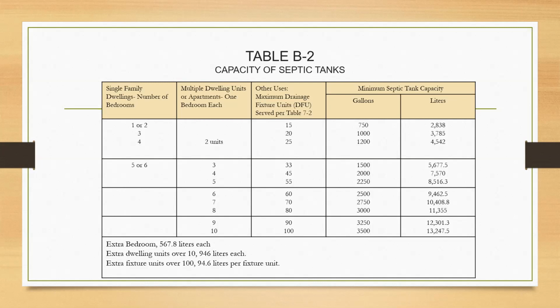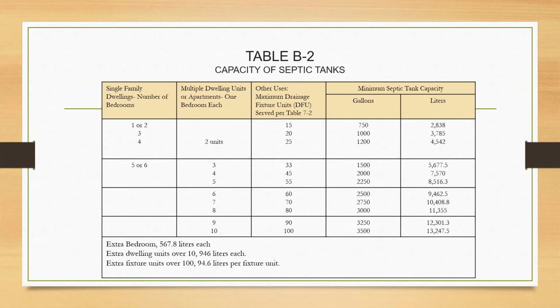By the way, the equivalent volume in liters of 1 gallon is equivalent to 3.78 liters. Okay? So for multiple dwelling units naman, 2 units, so project mo lang dito sa minimum septic tank capacity. So ito po yung sinasabi ko, yung third column, this is the maximum drainage fixture unit. So meron po tayong table sa 7-2, nakalagay po ron kung ano yung type ng fixture with its equivalent drainage fixture unit.